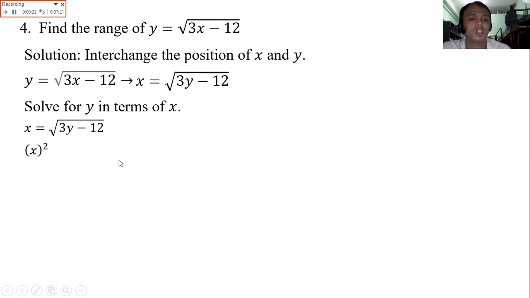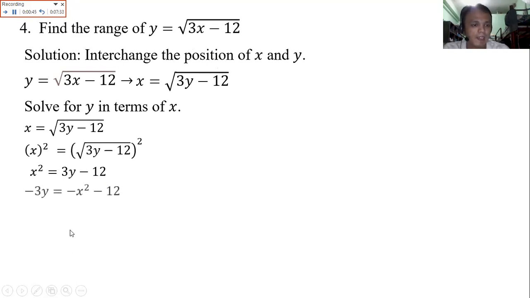Okay, get the square of both sides para matanggal tong radical sign. So magiging x squared equal to the square root of 3y minus 12, squared. Cancel out na to. Magiging 3y minus 12 na lang yan. Then transpose 3y to the other side, magiging negative 3y. X squared naman to the other side, magiging negative x squared minus 12. Then, divide both sides by negative 3. Then, your y is equals to x squared over by 3 plus 4.